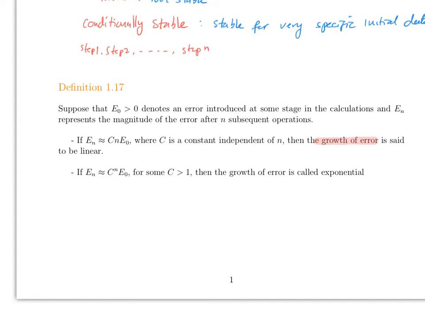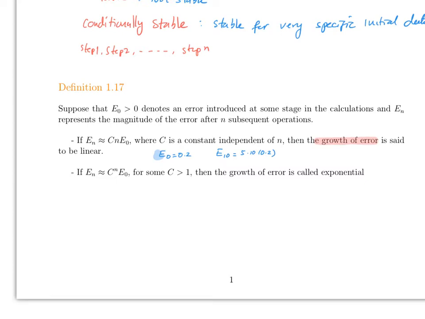So for example, let's say E0, the initial error, is equal to 0.2. And then E10, after 10 steps, is equal to, say, 5 times 10 times 0.2. This will be considered linear. And pretty much no matter what we do, we're always going to get at least a linear error, so you cannot avoid this. So if E0 is small, En will be small, which means the error is growing linearly, and you just have to figure out how to control it.